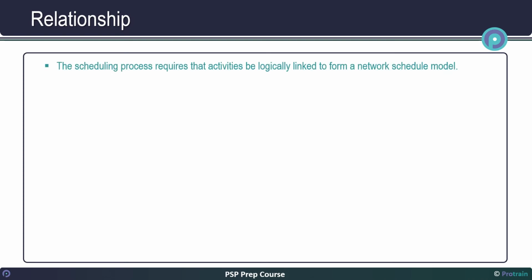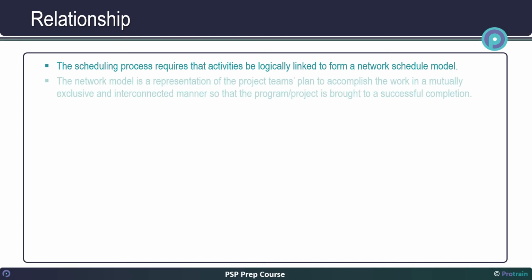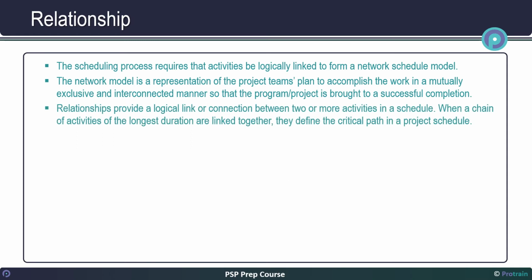Relationship. The scheduling process requires that activities be logically linked to form a network schedule model. The network model is a representation of the project team's plan to accomplish the work in a mutually exclusive and interconnected manner, so that the program or project is brought to successful completion. Relationships provide a logical link or connection between two or more activities in a schedule. When a chain of activities of the longest duration are linked together, they define a critical path in a project schedule.